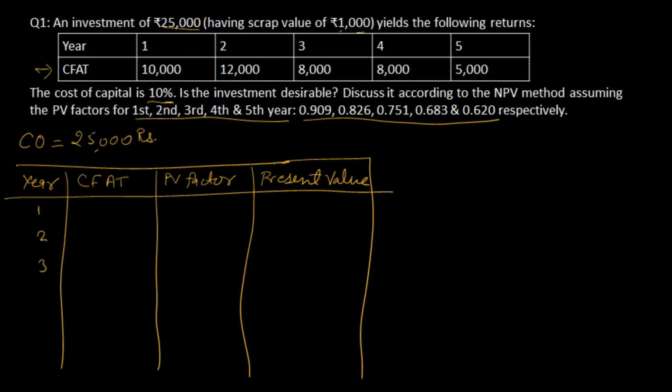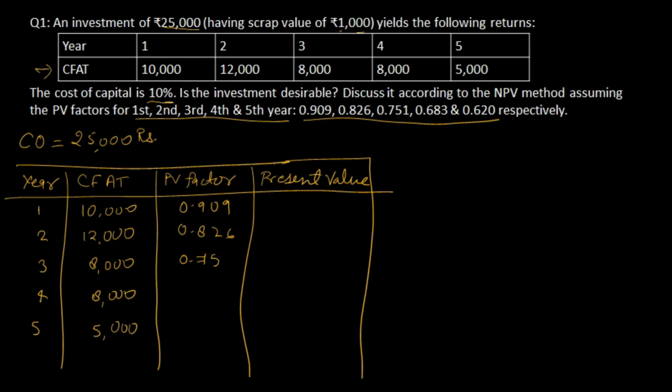So 1, 2, 3, 4, 5 years are there. In the first year we receive 10,000, second year 12,000, third 8,000, fourth year 8,000, and fifth year 5,000. The PV factors are also given: 0.909 for the first year, 0.826, 0.751, 0.683, and 0.620. This we will take.